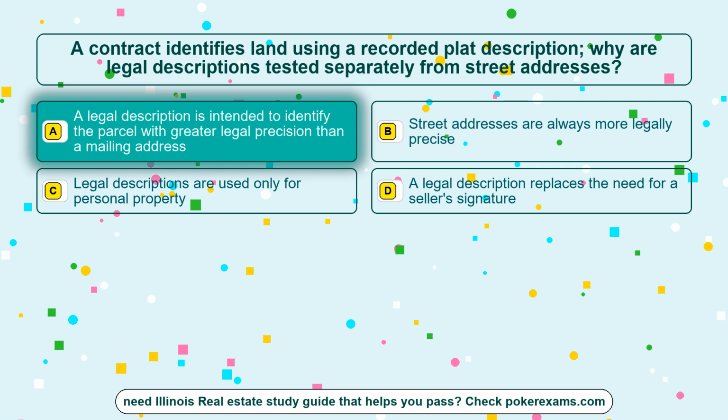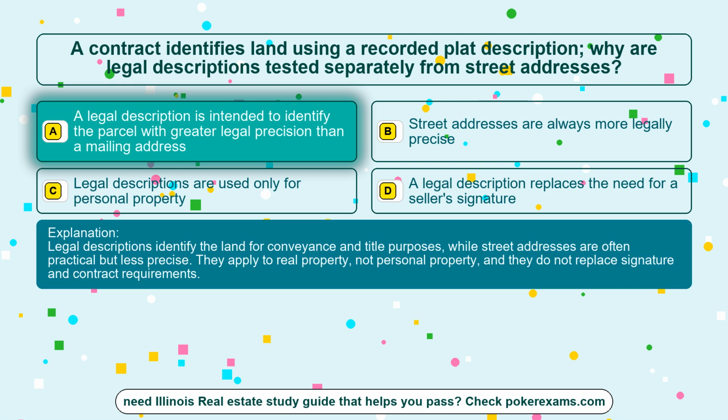A legal description is intended to identify the parcel with greater legal precision than a mailing address. Convert the fraction by dividing numerator by denominator. 3 divided by 8 equals 0.38.